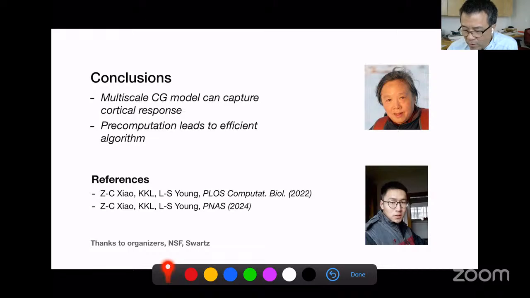And we think that going forward, this is a very useful tool to complement more detailed biophysical modeling of the type that Lai-Sang mentioned. So we can use this to probe larger phenomena that involve larger patches of cortex. Okay, and here are a couple of references for anyone who's interested. And thank you for your attention.